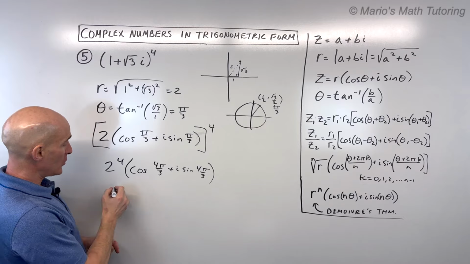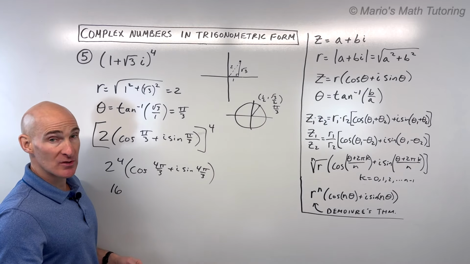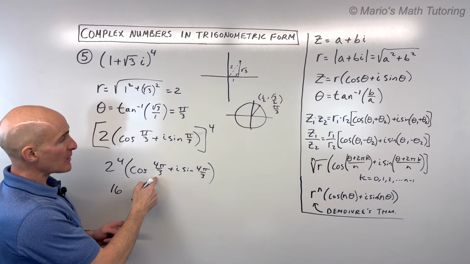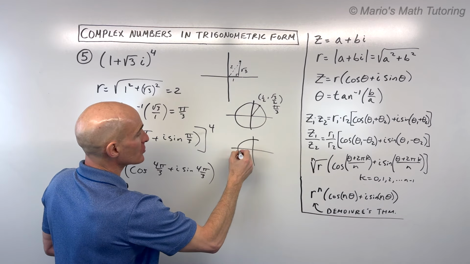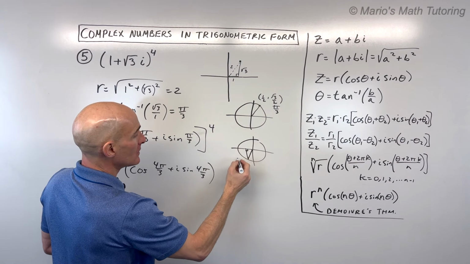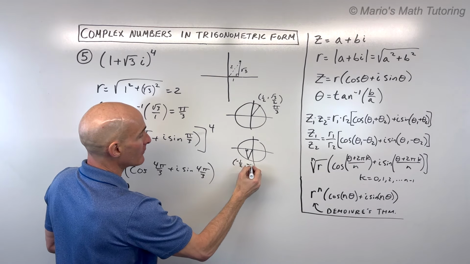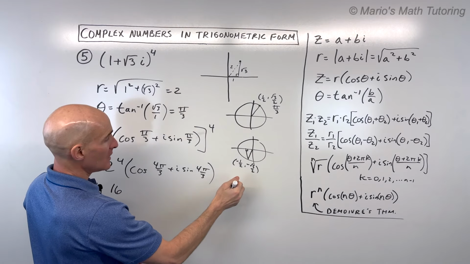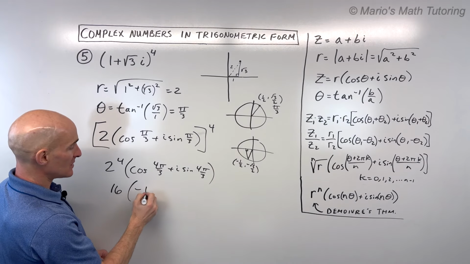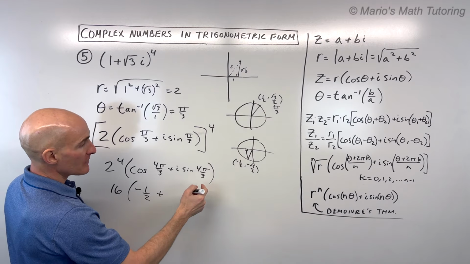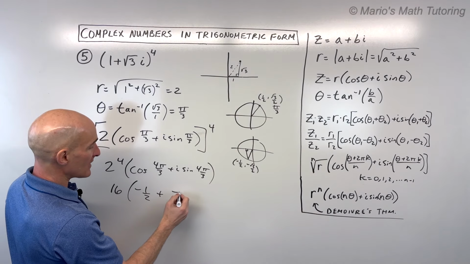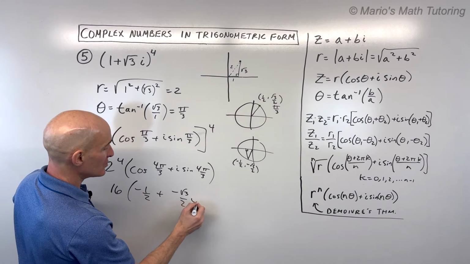Okay, 2 to the 4th we know is 16. 2 times 2 times 2 times 2, 4 times. Cosine of 4 pi over 3. Now remember, our unit circle, 4 pi over 3 is over here. This is the point negative 1/2, negative square root 3 over 2. Cosine is the x-coordinate, so that's going to be negative 1/2. The sine is the y-coordinate, that's going to be negative root 3 over 2.